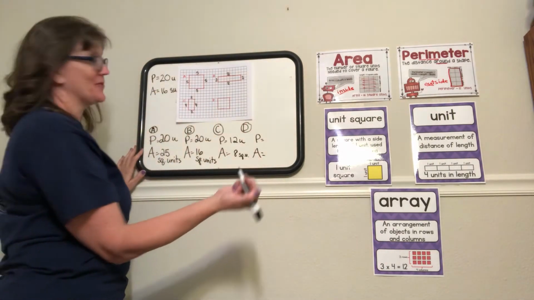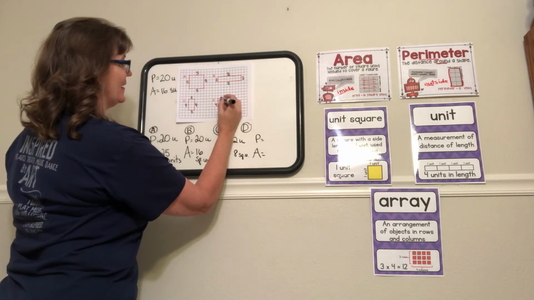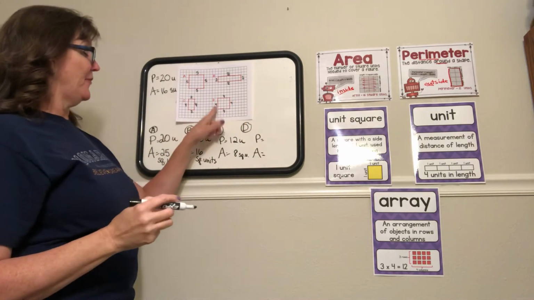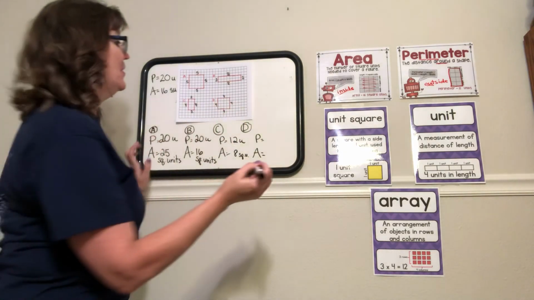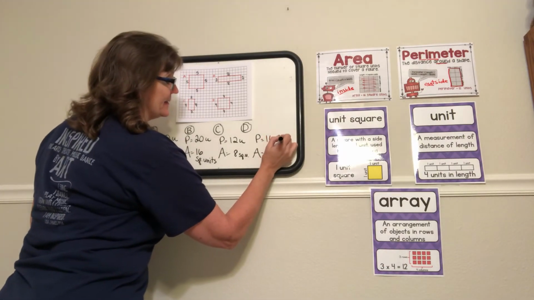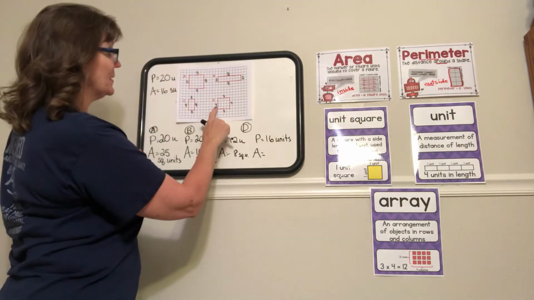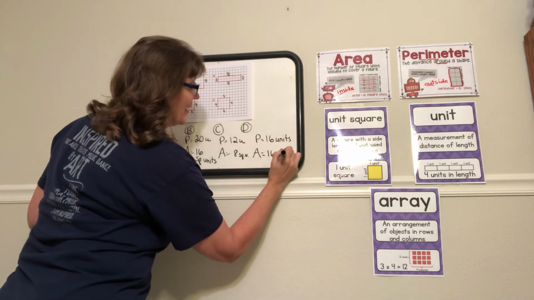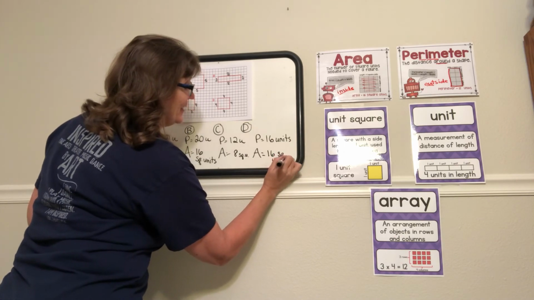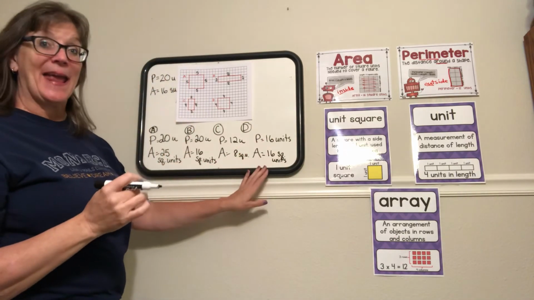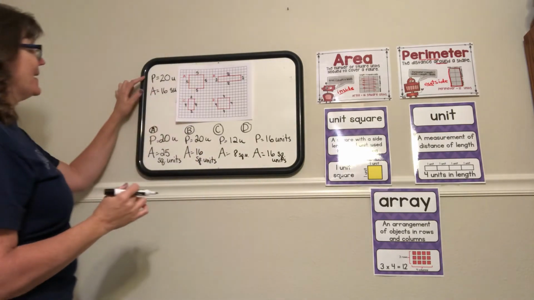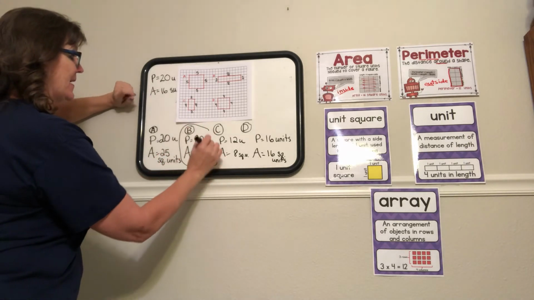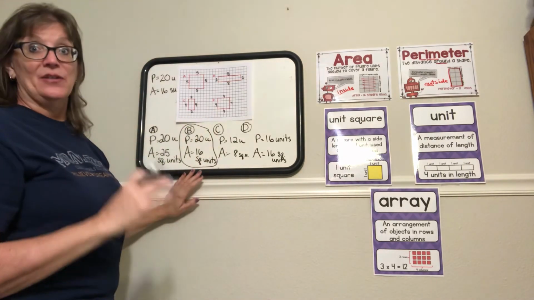It looks like I have another square. 1, 2, 3, 4. 1, 2, 3, 4. Yes, all my sides are 4. So I'm going to add up 4 plus 4 plus 4 plus 4. 4 fours is 16. 16 units. If I multiply 4 times 4, it is also 16. So 16 square units. So this square has the same perimeter and the same area. So let's look back here. Perimeter of 20 units, an area of 16. So B was in fact the correct shape.